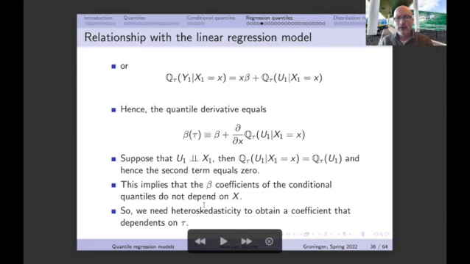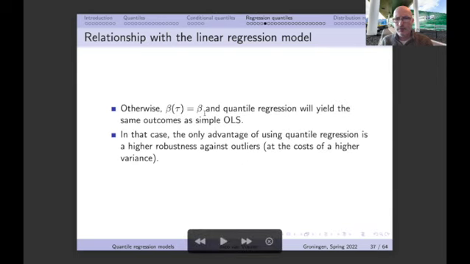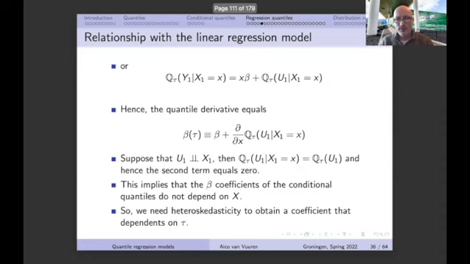That means nothing else is that, in order for the regression quantiles to be different from the linear regression quantiles, in the linear regression model we actually need heteroscedasticity. Otherwise all these regression quantiles would be the same and equal to the linear regression quantiles, so the beta coefficient that we have over here. Because if there is no heteroscedasticity, and all the higher order moments are equal to 0, then u and x are independent from each other.